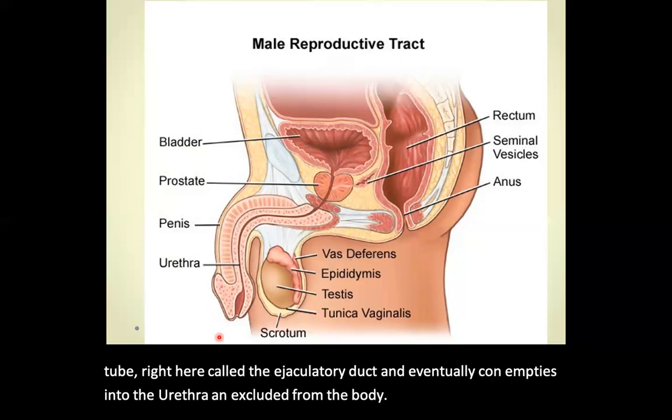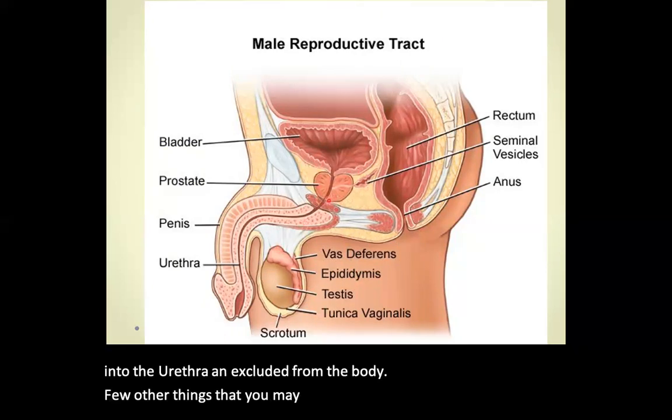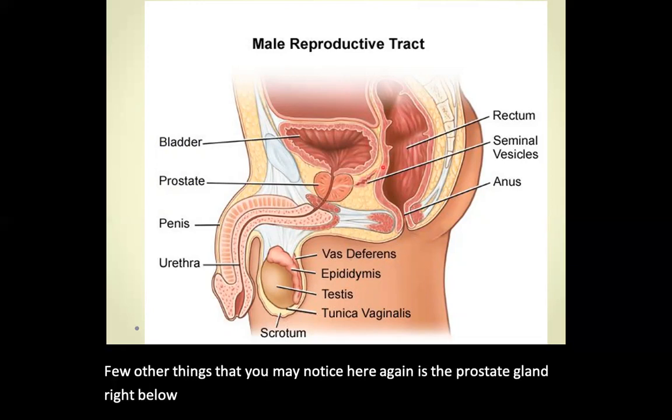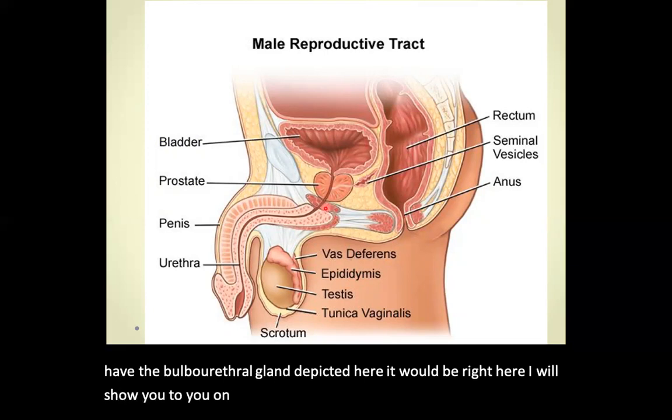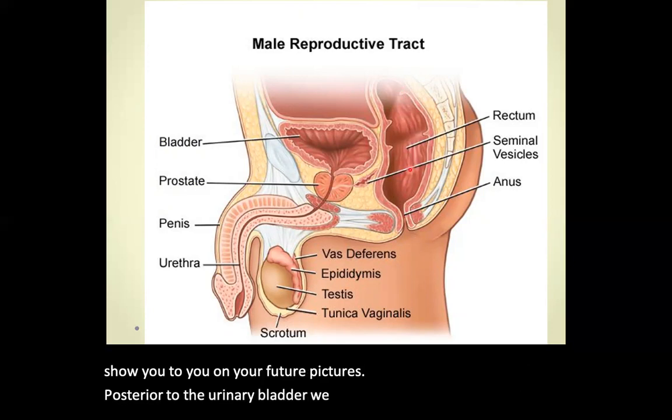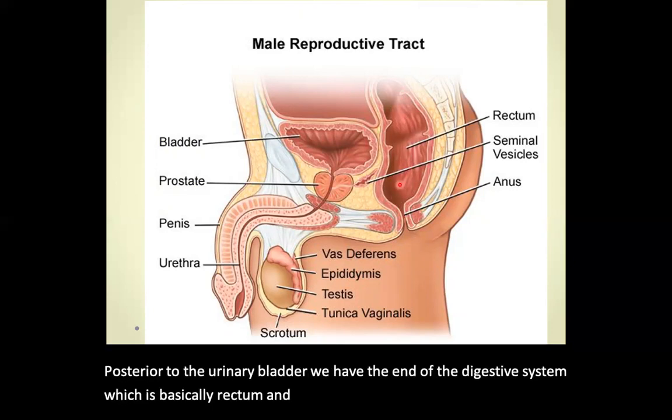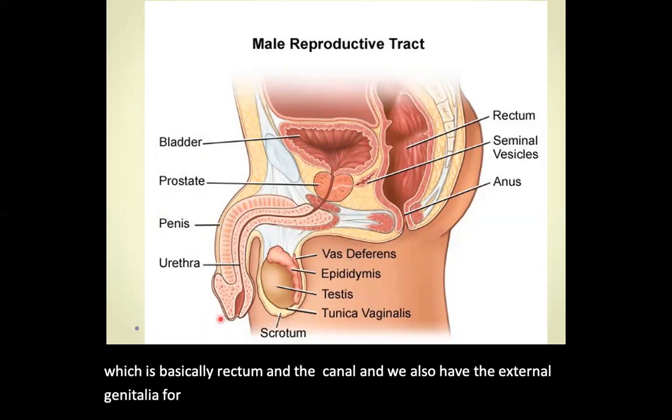A few other things that you may notice here, again, is the prostate gland right below the bladder, the seminal vesicle right behind it, and if you had the bulbourethral gland depicted here, it would be right here. I will show it to you on your future pictures. Posterior to the urinary bladder, we have the end of the digestive system, which is basically the rectum and the anal canal. And we also have the external genitalia for the male, which is basically the penis.